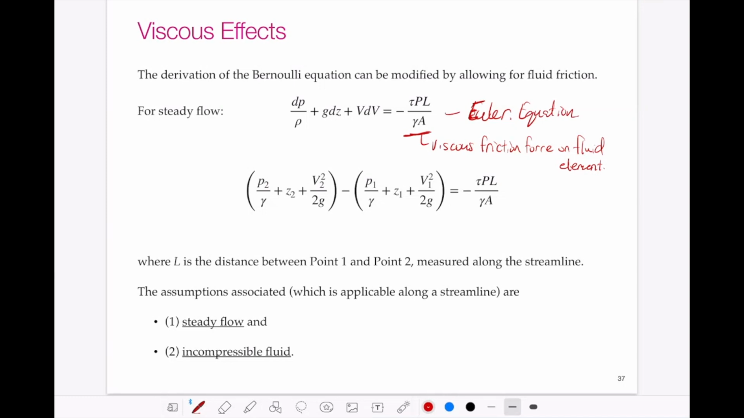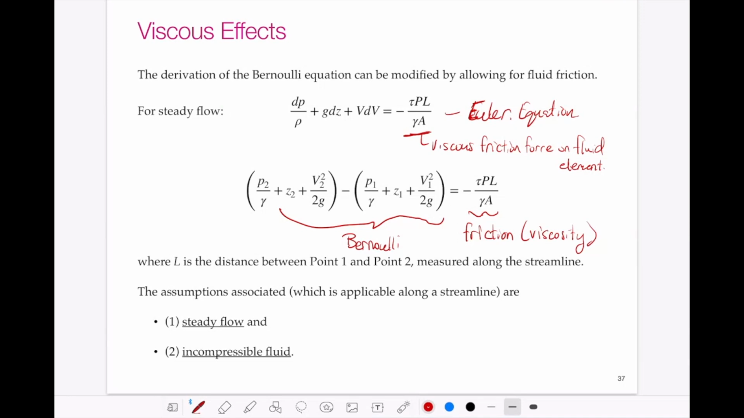So if we now assume that we have steady and incompressible flow with some losses, we can then just integrate the left-hand side from point 1 to point 2 along a streamline. And we have Bernoulli's equation still, but modified to account for friction loss. So friction due to viscosity.